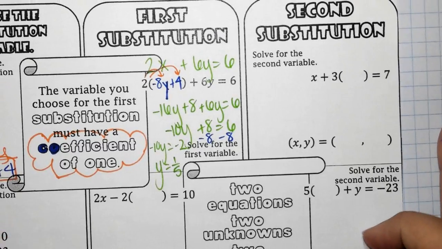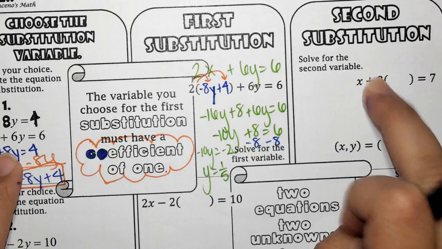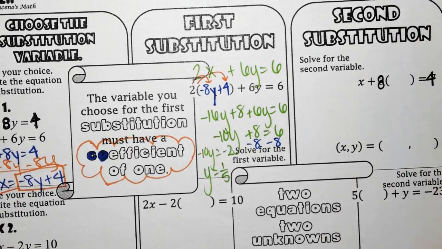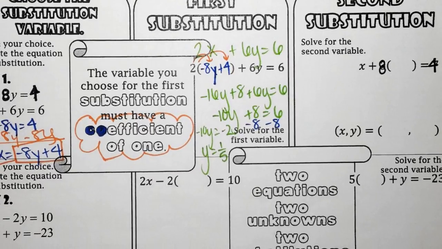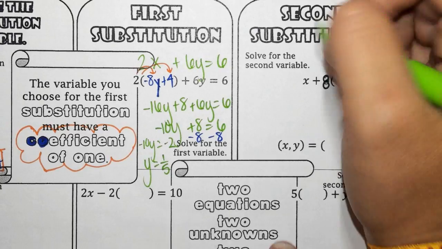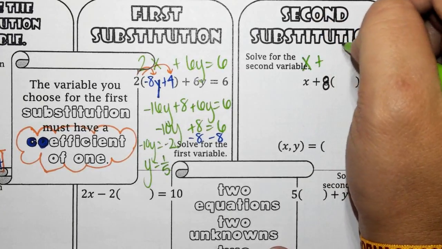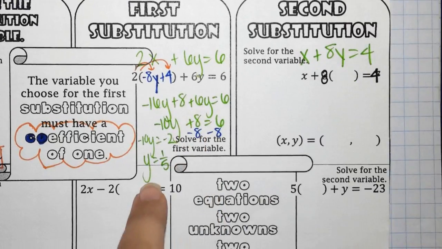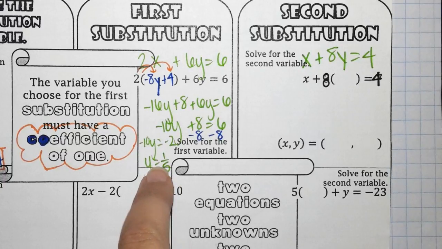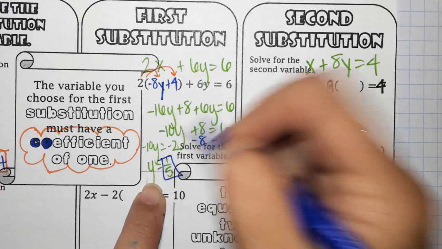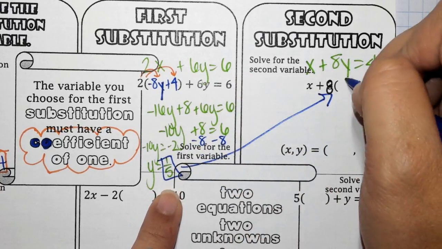Now, we changed our problem over here to 8 and 4. So come over here and change it to 8 and 4. Now, it's going to be gross. It's going to be a decimal, but we're fine. Now, we found y. It was x plus 8y equals 4. We found what y is. So what are we going to plug in for y? 1/5. So we're going to take this and plug it in over here.